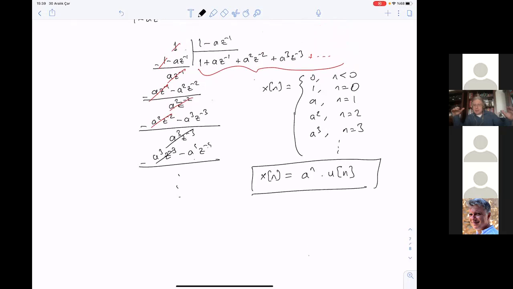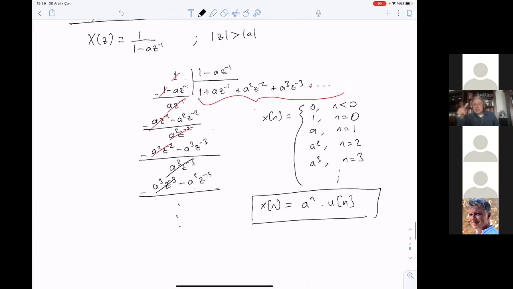It seems to be a very long sequence, but the compact expression of that long sample by sample sequence will correspond to x of n is equal to a to the n u of n. So we found it. We found it with the assumption that z is greater than a, or the right-hand solution I'm looking for. Therefore, I'm deliberately trying to obtain terms in this form, az inverse, for example, or a squared z to the minus 2, a to the 3 z to the minus 3, right?